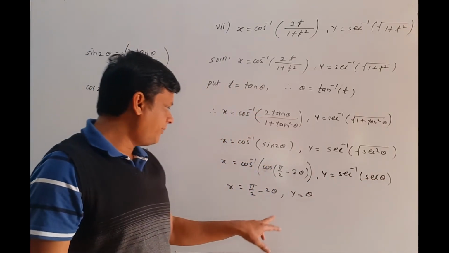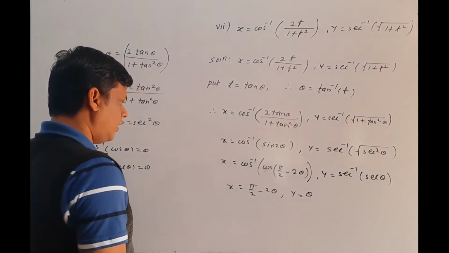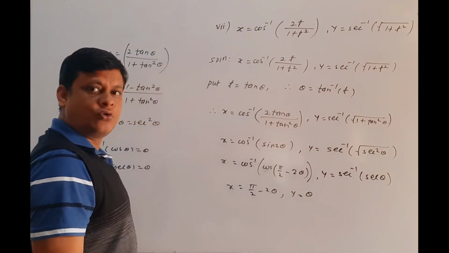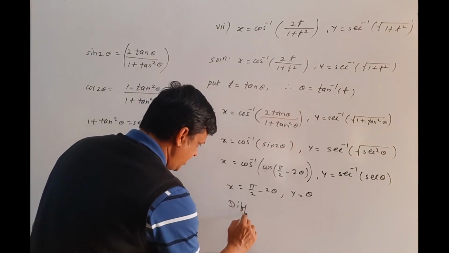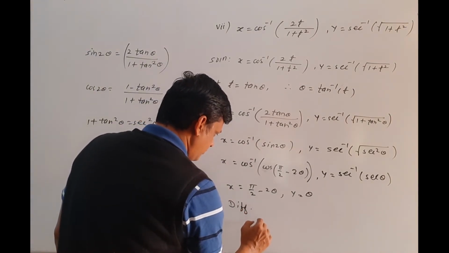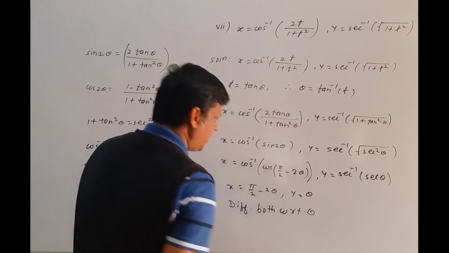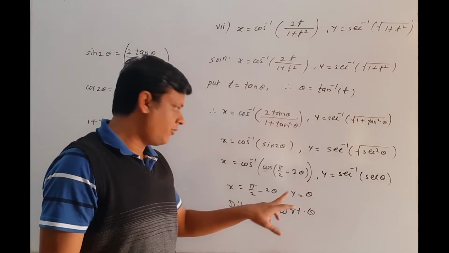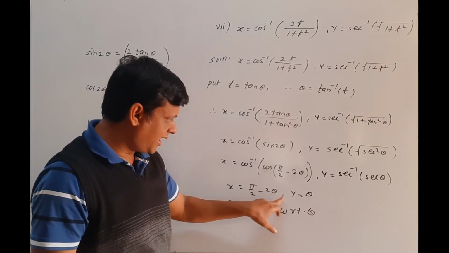Here you can replace this theta by y, or you can separately differentiate x and y with respect to theta. So differentiate both with respect to theta. You have two choices. You can differentiate x with respect to theta and y with respect to theta, or you can replace this theta by y.